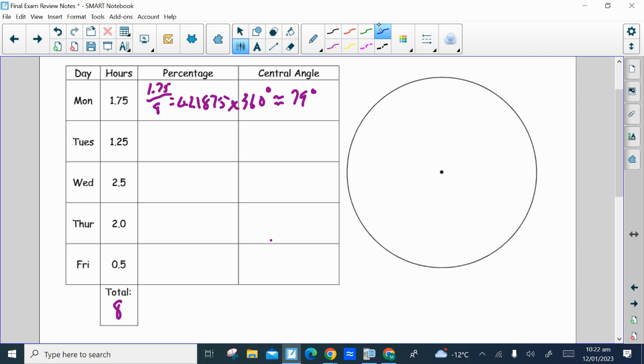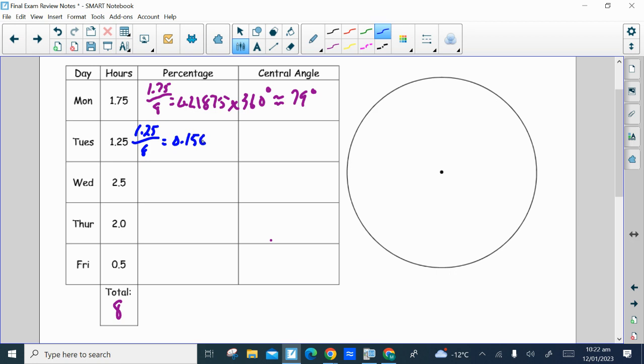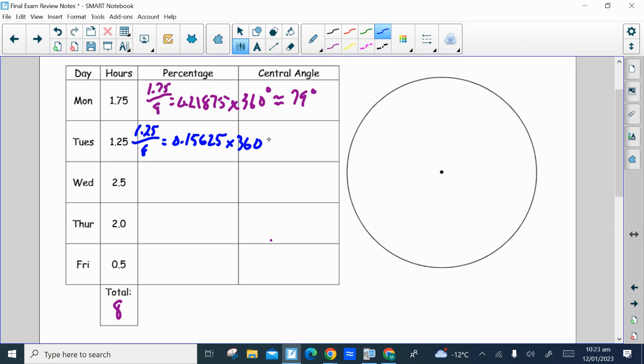Now, I'm going to do all the rest of the table, and then we'll go and actually do our circle graph. For Tuesday, it was 1.25 hours out of a total of 8. So 1.25 out of 8 is 0.15625, which we will then multiply by 360 degrees. And that tells us how big that angle is, approximately 56 degrees.